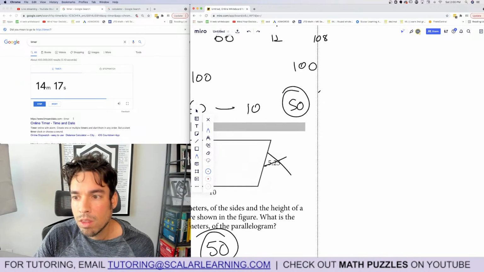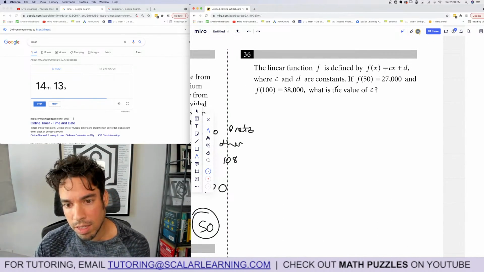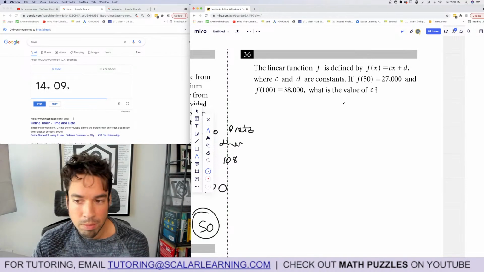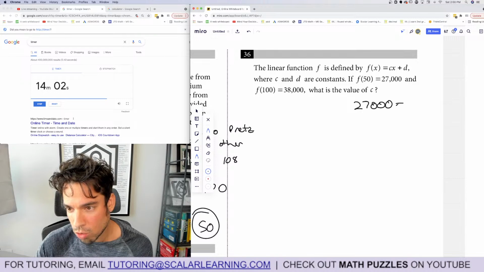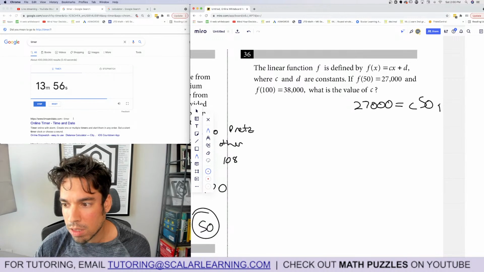36. The linear function f defined by this. What is the value of c? Plug and chug. First I'm going to plug in 50 for x and 27,000 for the function value. This is really just function notation. So 27,000 equals c times 50 plus d. That's one.